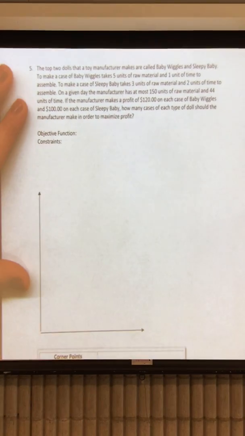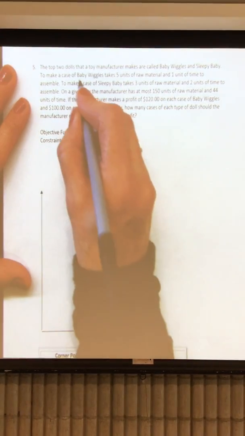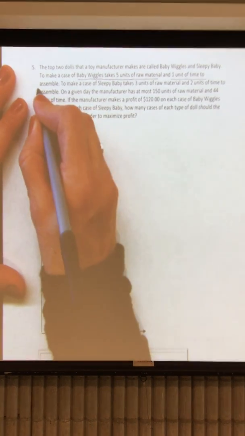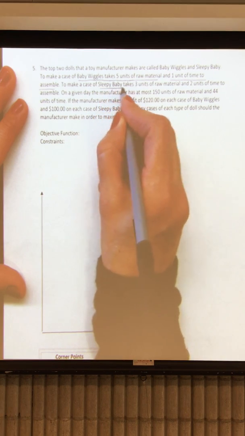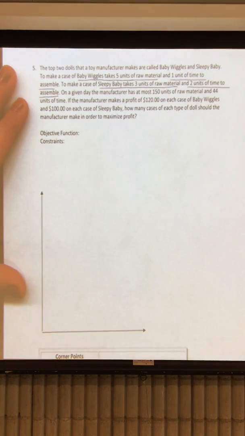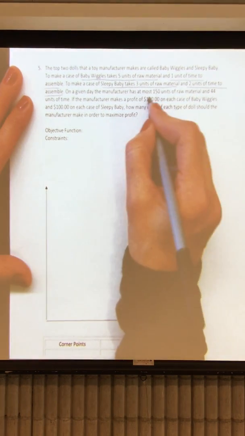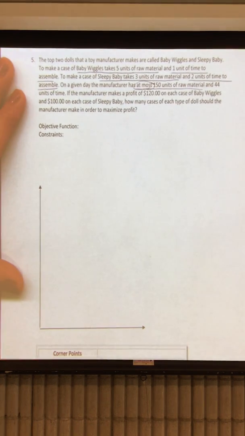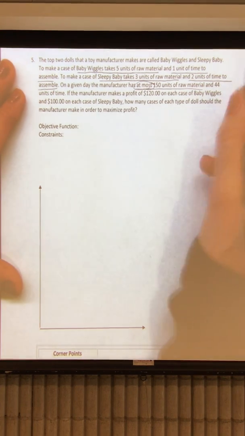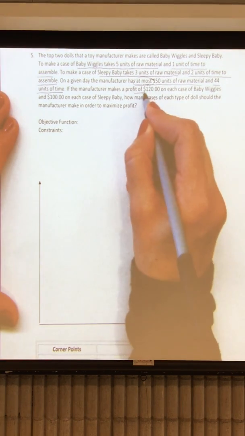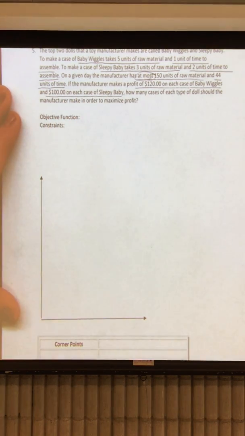So here we have two types of dolls. We have a baby wiggle doll that takes 5 units of raw material and 1 unit of time to assemble. And we have a sleepy baby doll that takes 3 units of raw material and 2 units of time to assemble. The manufacturer has at most 150 units of raw material. Again, at most, we know that is less than or equal to, and 44 units of time. The profit for the baby wiggles is $120, and the profit for sleepy baby is $100.